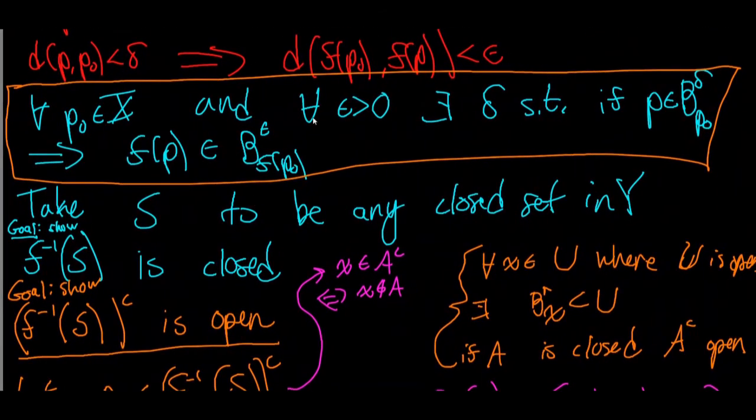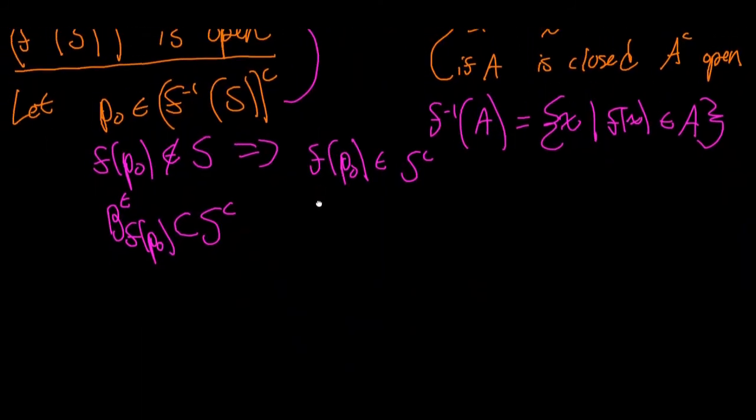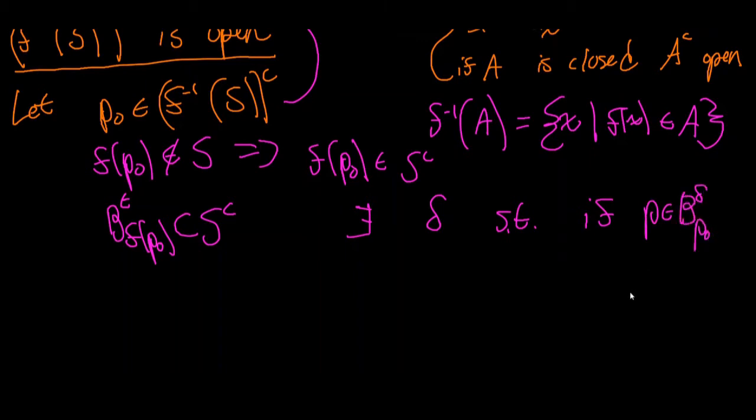And let's go back to our definition. For any number epsilon strictly greater than 0, there exists a delta such that if p is in the open ball centered at p naught and radius delta, then f of p is in the open ball centered at f of p naught and radius epsilon. So check out what I can say. There exists some radius delta such that, directly by the definition of continuity, if p is in the open ball centered at p naught and radius delta, then this implies that f of p is in the open ball centered at f of p naught and radius epsilon.